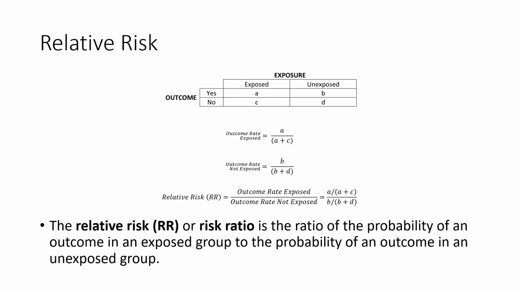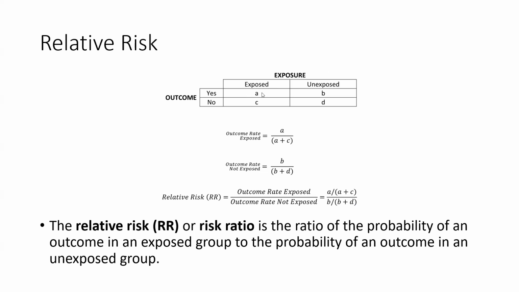Relative risk, abbreviated as RR and also known as risk ratio, is the ratio of the probability of an outcome in an exposed group to the probability of an outcome in an unexposed group. So in this case, we have to build a contingency table. And there's a binary variable on the top, exposed, unexposed, and a binary variable on the left. Again, we have a positive and negative outcome. So yes, no.